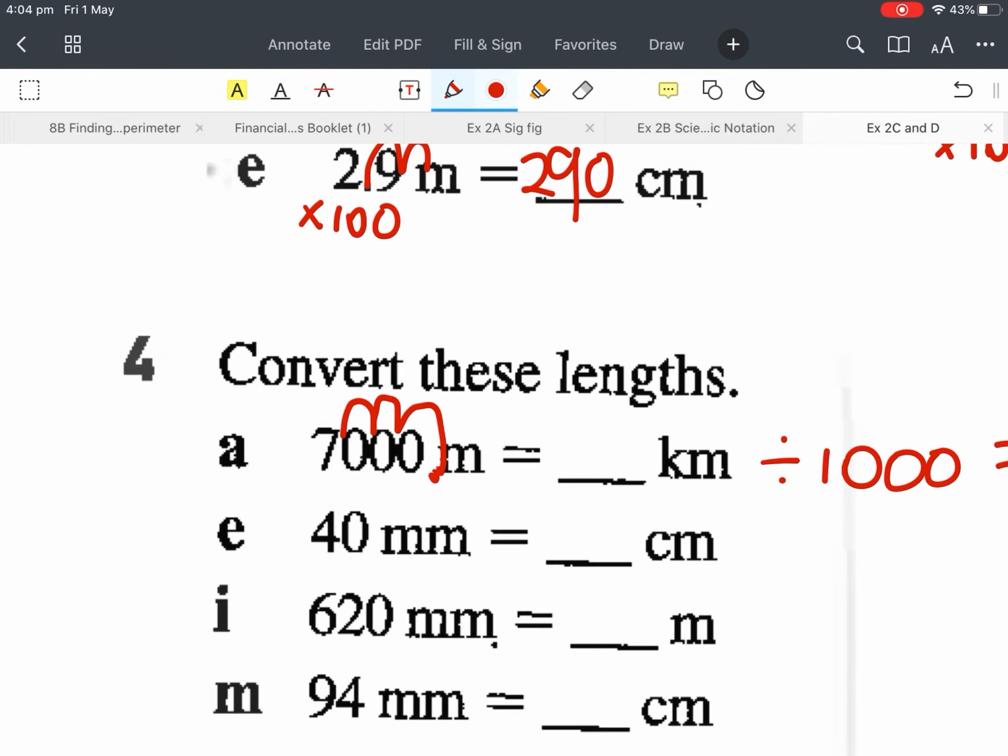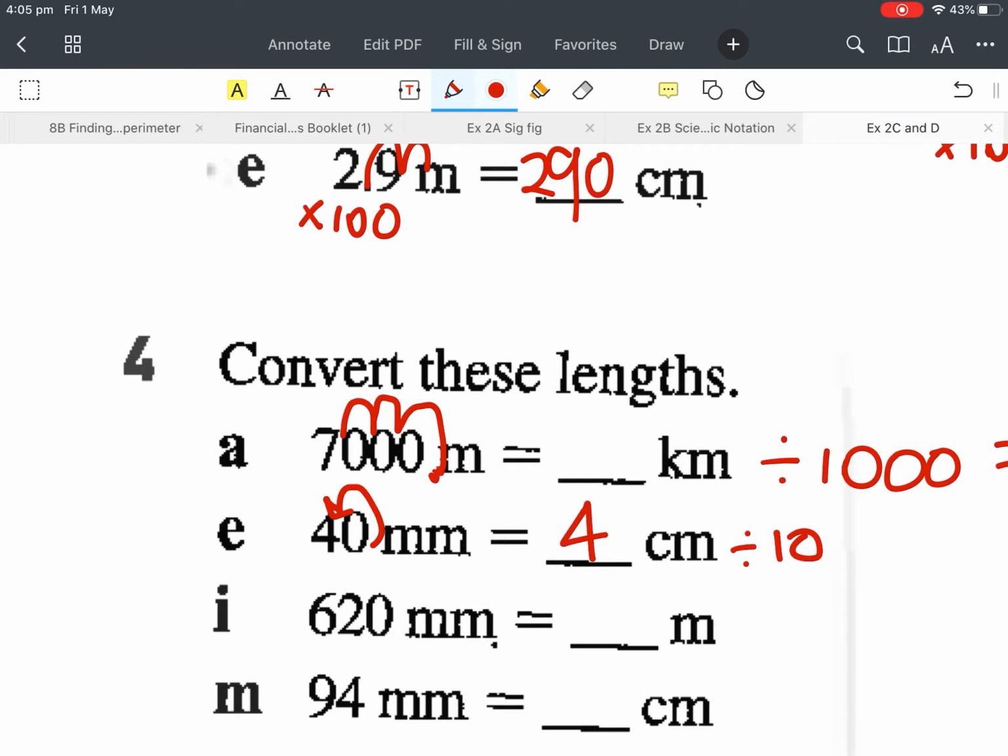40 millimetres equals how many centimetres? I am jumping again towards the left. So that means I am going to divide by, there are 10 millimetres in a centimetre, so I'm going to divide by 10, so I'm going to jump to the left, so that gives me 4.